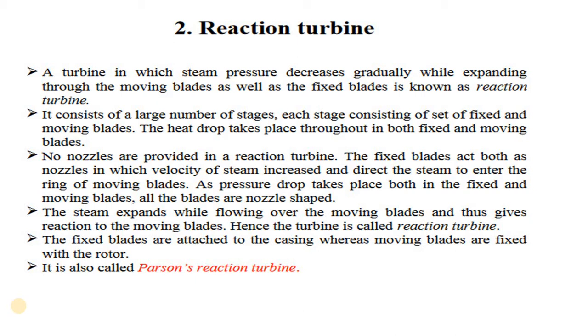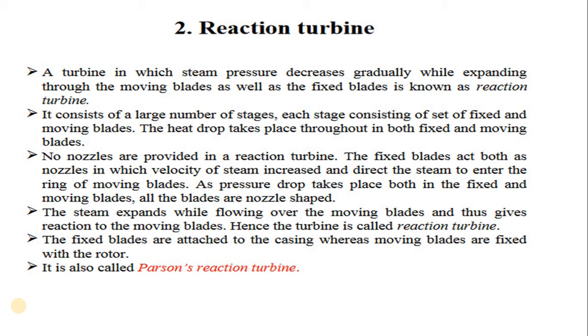The inlet energy available in the impulse turbine is only kinetic energy, but in the reaction turbine it is both kinetic energy as well as pressure energy. This is done with the help of the nozzle as well as the fixed blade. With the help of the nozzle we get the kinetic energy, and with the help of the fixed blade we get the pressure energy.